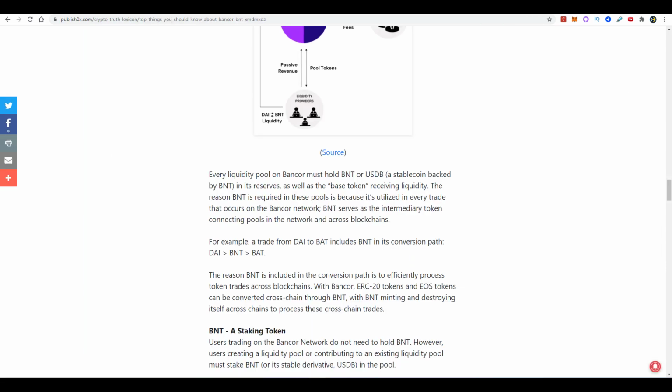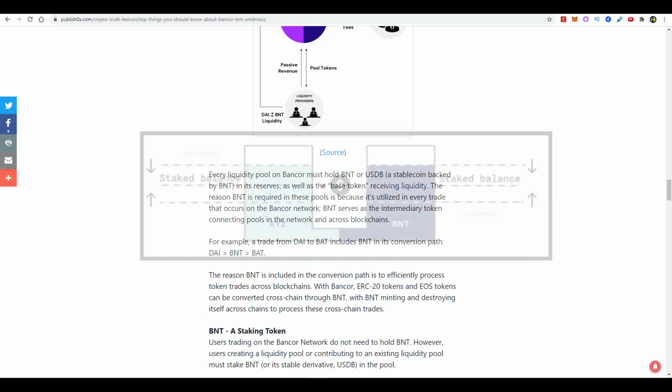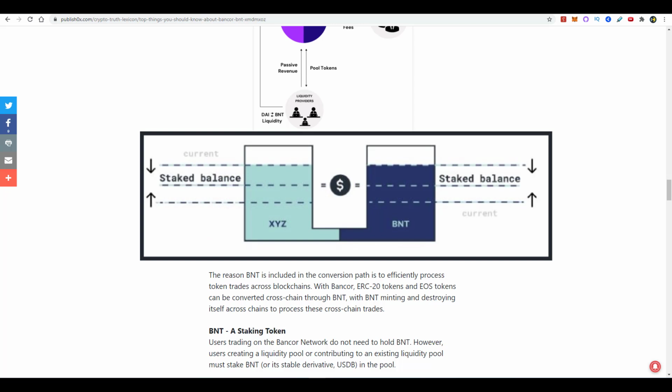And to even sweeten the deal further, remember I said that every Bancor pool has to have BNT or USDB in that pool. Because of their newly implemented dynamic pool model, every asset that they support on the platform will essentially have to be pegged to BNT. So for example, if the price of Link appreciates significantly, the other side of the pool will need additional Bancor to maintain parity with the Link side of the pool.